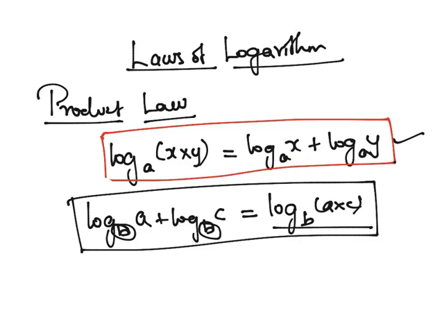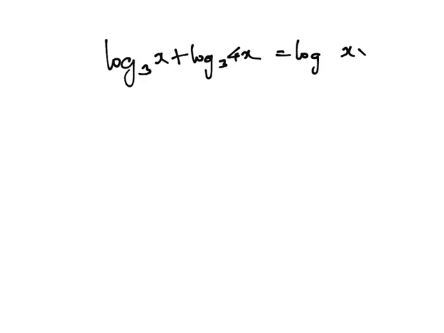Okay, so let us see some examples. Log x to the base 3 plus log 4x to the base 3. I can write it as a single logarithm. I can write it as log of x into 4x to the base 3. So basically it means log of 4x squared to the base 3. I can write like this.